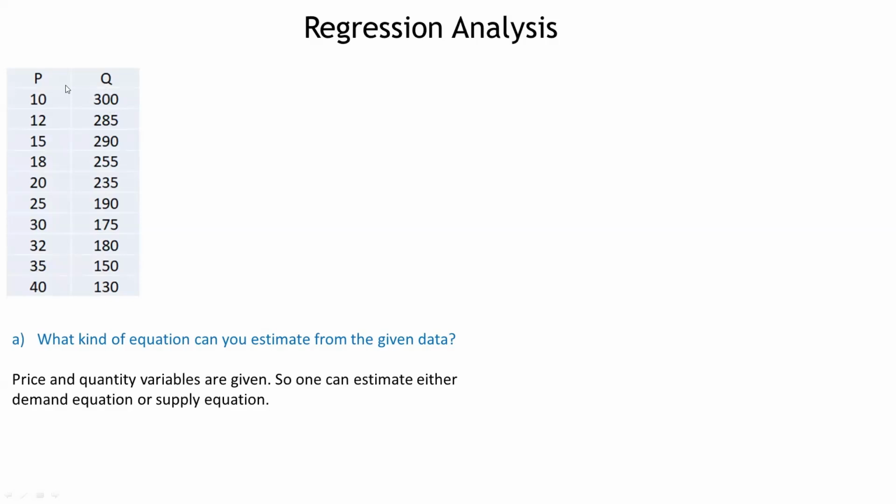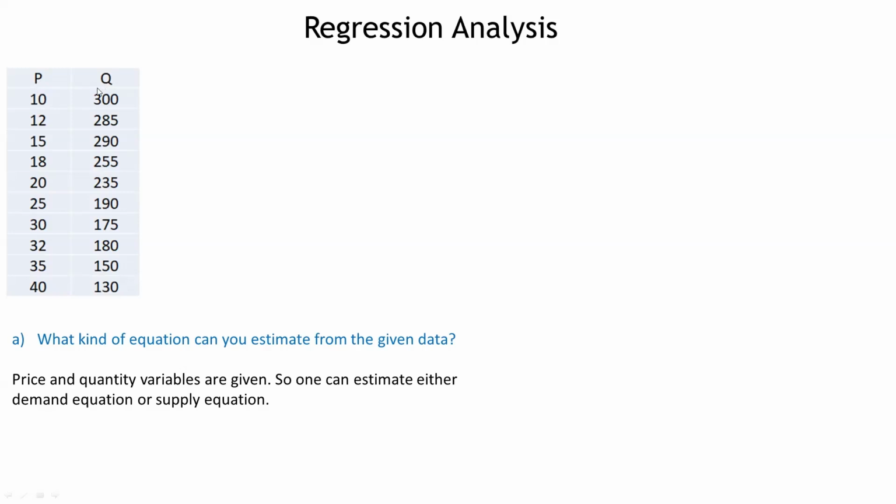Now the primary question is what kind of equation can you estimate from the given data. Here you see we are given the price and quantity data, and we know the price quantity relationship is exhibited either by a demand equation or by a supply equation. So we can get either a demand equation or a supply equation. First of all, we shall try to understand whether we shall get a demand equation or supply equation by visual inspection. That is, we shall examine the movement in the variables.